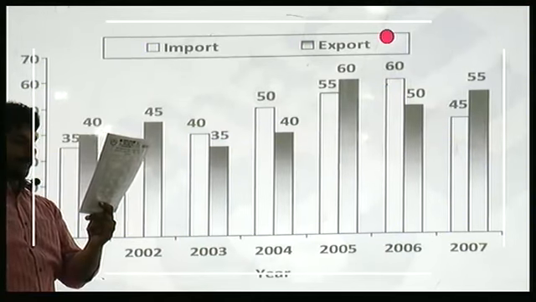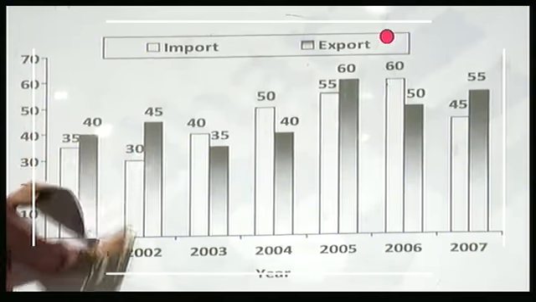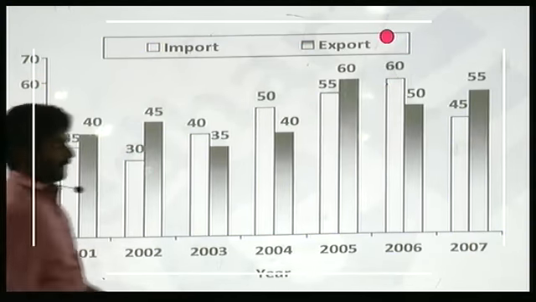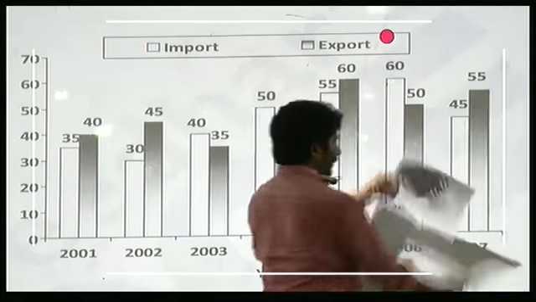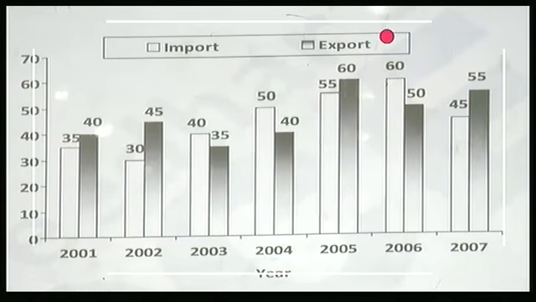Next option, 2001 and 2. 65, more than that. Second option cannot be your answer. Third option, 6 and 7: 105, 105. Third option is the right answer. I think you don't need to verify the other two. Yes or no?